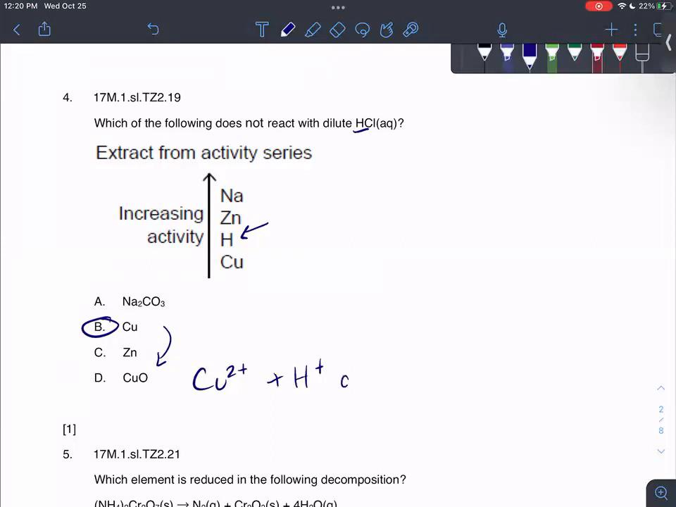H plus is trying to gain electrons, but regardless, in that Cu2 plus, it can gain electrons from oxygen maybe. So copper oxide is going to react differently than copper itself. So for this one, our answer is in fact B.